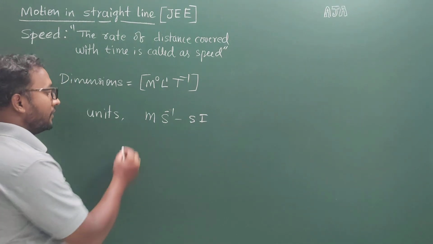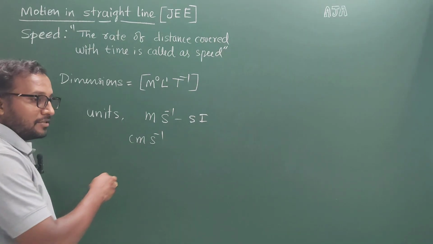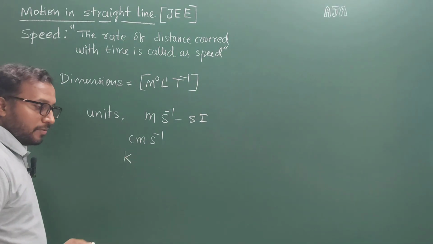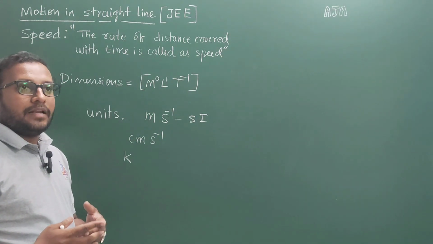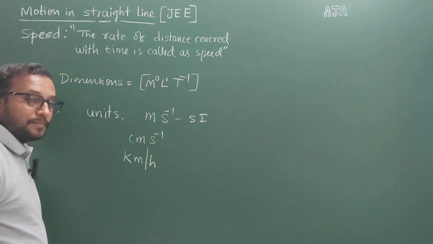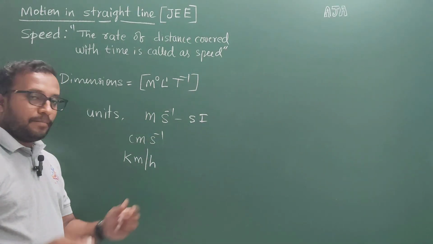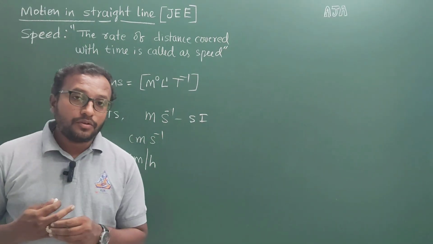There are other units like centimeter per second, where centimeter is not the SI unit of length. Also, while traveling in any vehicle, the speed of the vehicle is usually measured in kilometer per hour. Here both the unit of distance and the unit of time are not in SI. So these are the different units of speed.